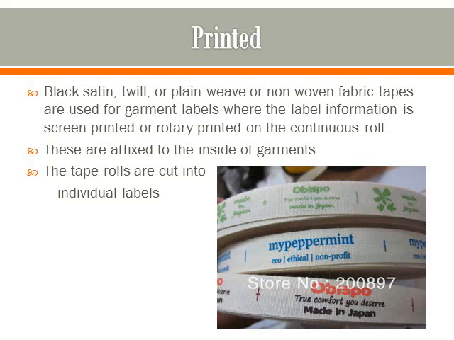Printed labels are usually a black satin, twill, or plain weave, or they can be non-woven fabric tapes too. This is where the label information is screen printed on or rotary printed on a continuous roll. These are typically sewn on the inside of garments. And so you buy this continuous roll of your logo or whatever you want to print on the inside, and then you cut those out.